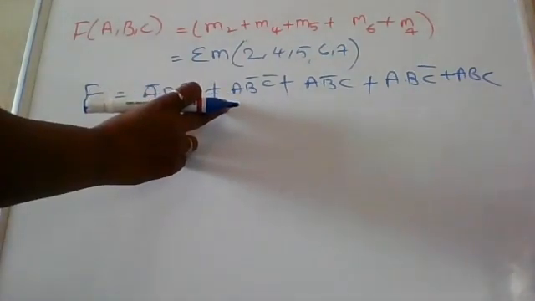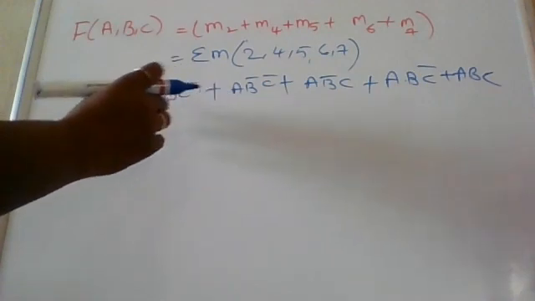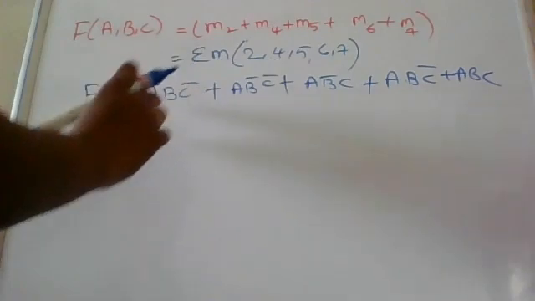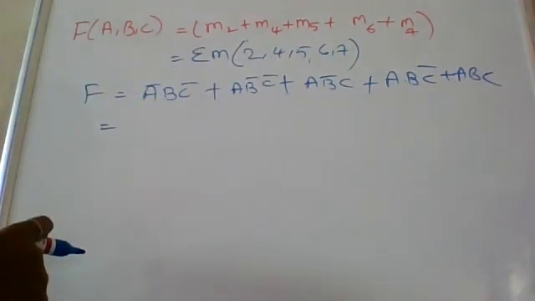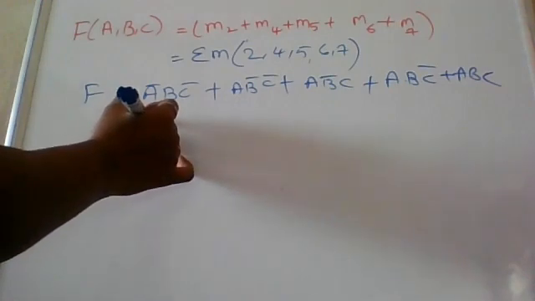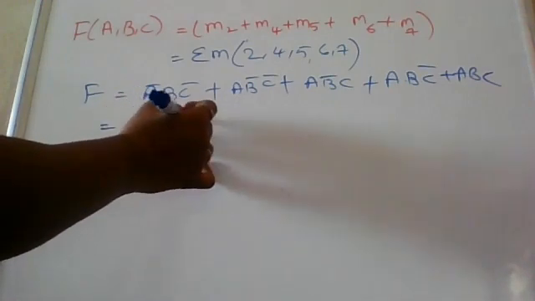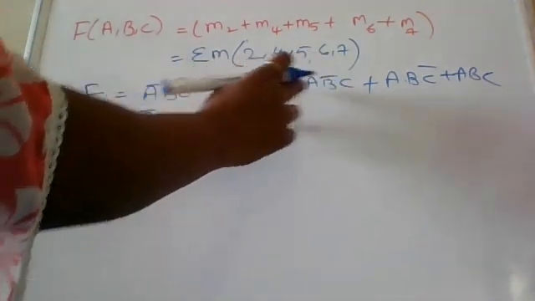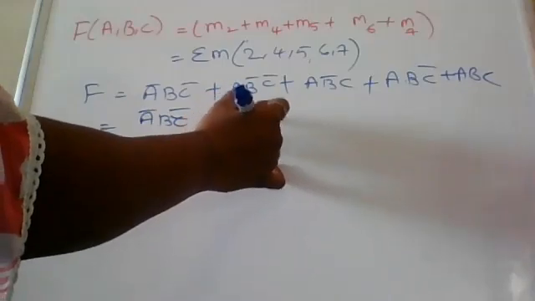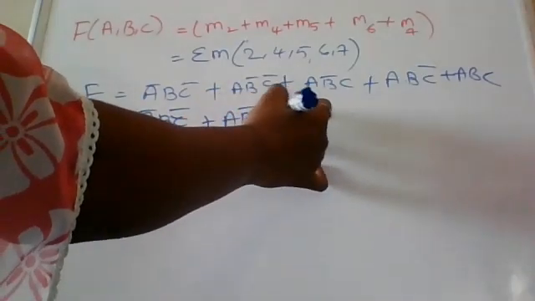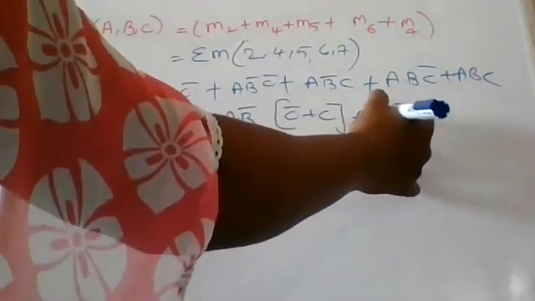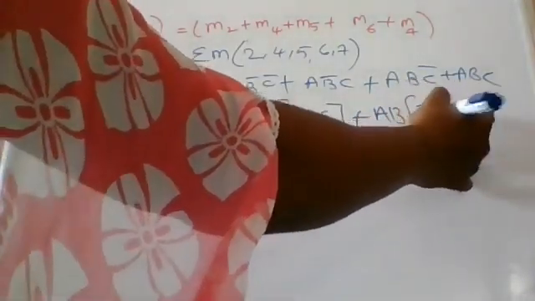From these terms, what is the common variable? Here A bar, here A, here B bar, here C bar and C bar. So for the three variables, we keep A bar, B, C bar. But in these two, A, B bar is common, with C bar plus C. In these two, AB is common, with C bar plus C.